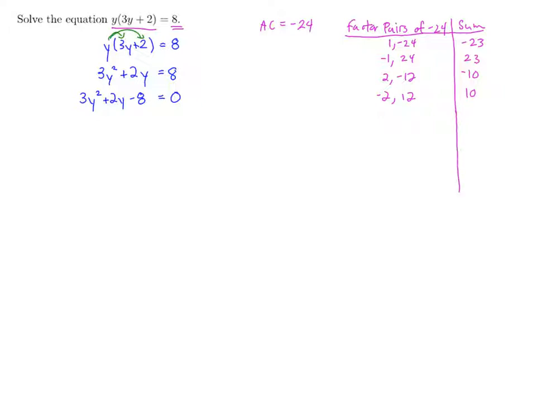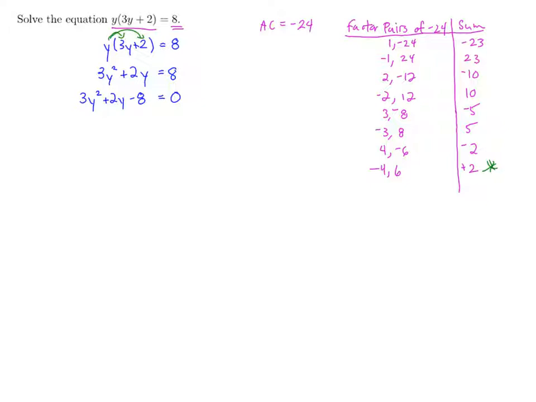We could do 3 and negative 8 to get a sum of negative 5. That wouldn't work. We'll try negative 3 and 8 for a sum of 5. Of course, that doesn't work either. We could do 4 and negative 6. That would give us a sum of negative 2. Negative 4 and positive 6 will give us a sum of positive 2. And so those are the two numbers that we're going to need to use to expand the 2y.